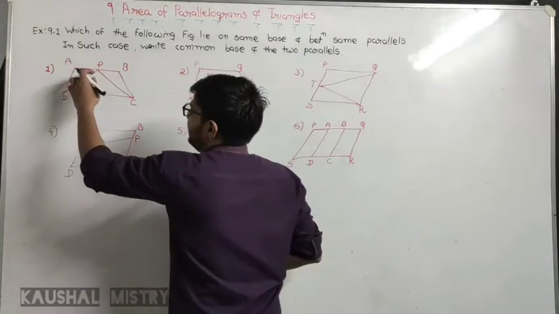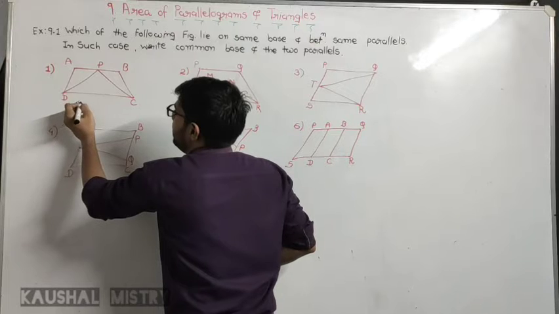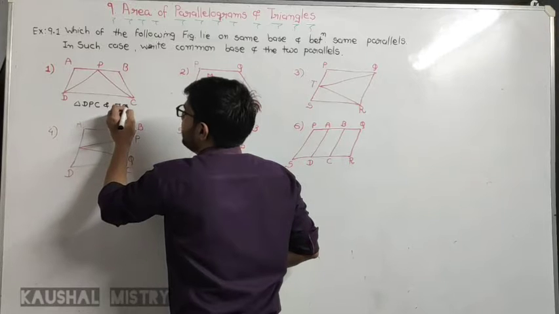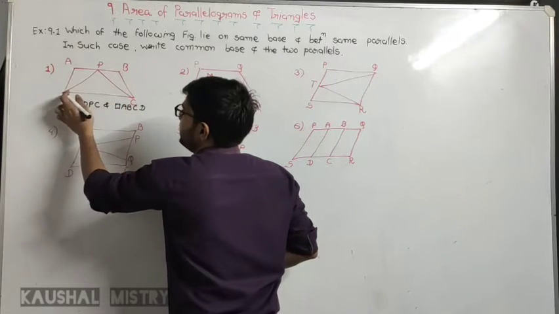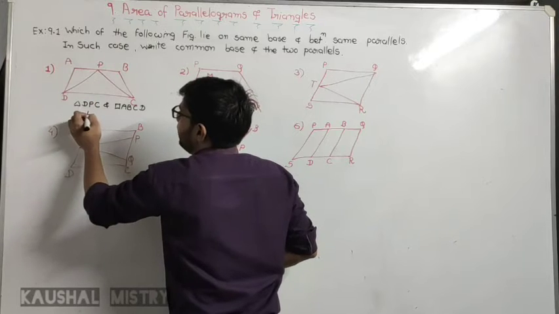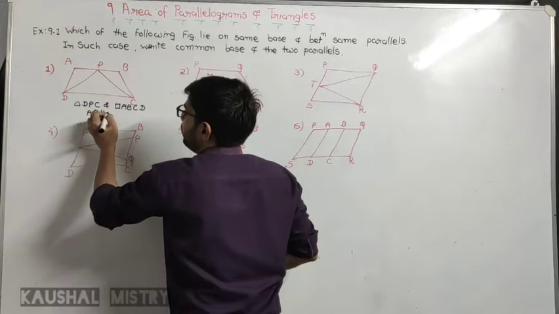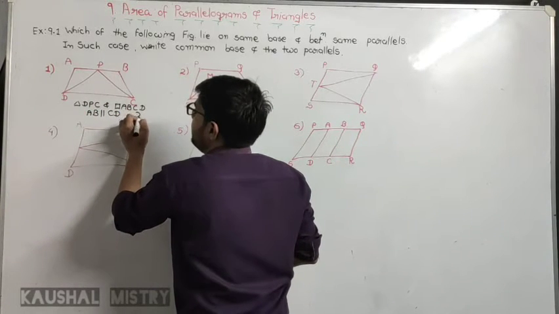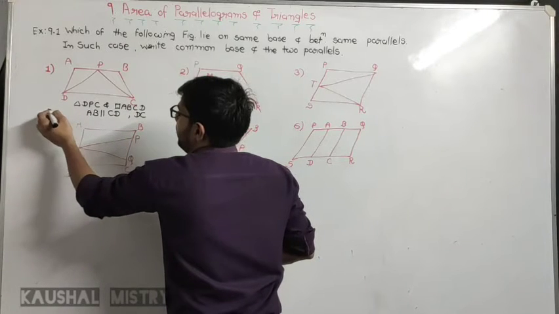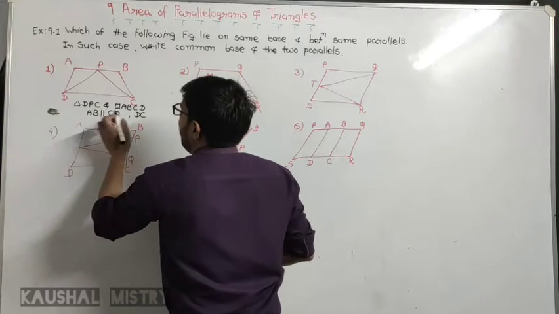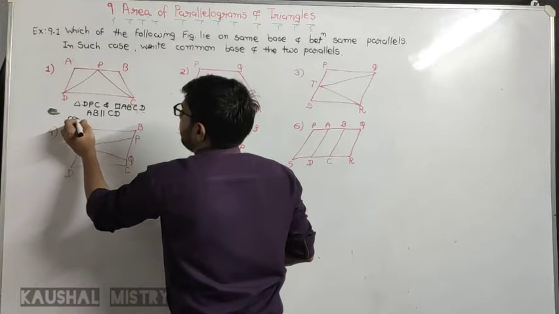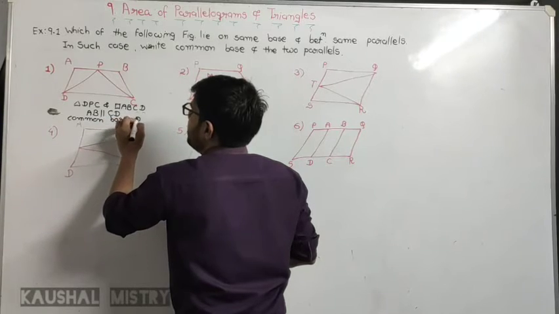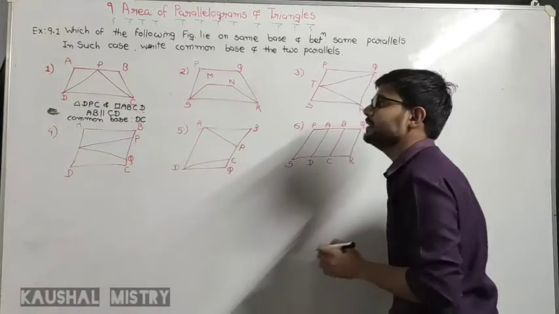Now we can see that in this figure, triangle DPC and quadrilateral ABCD have the same base, which is CD, and these two are parallel lines. So AB is parallel to CD, and the common base is DC. The parallel line will be this, and the common base will be DC, right? In this figure the common base is there.